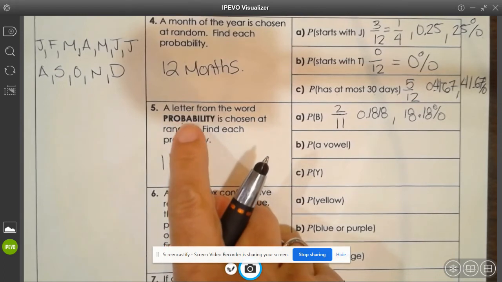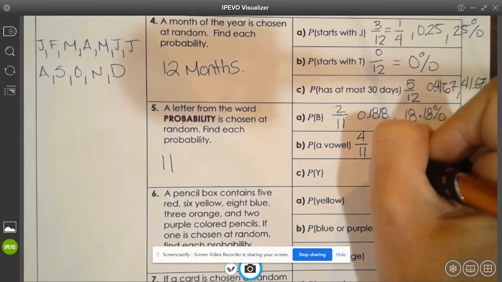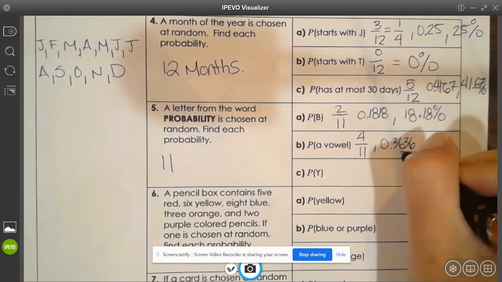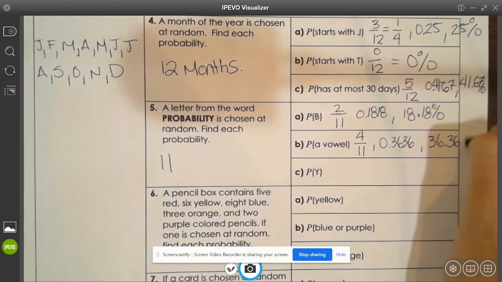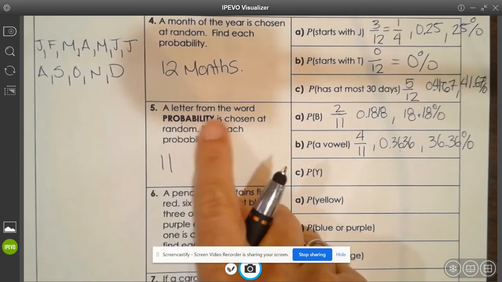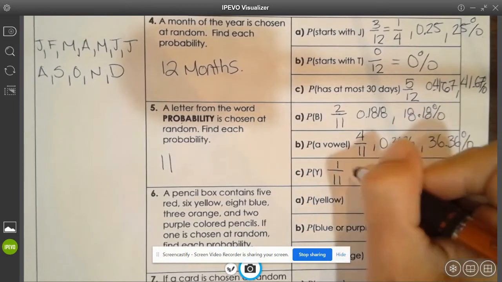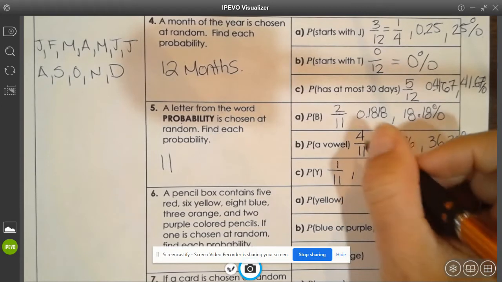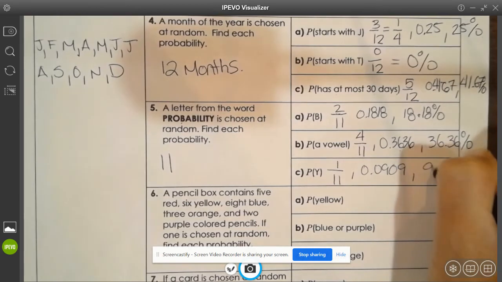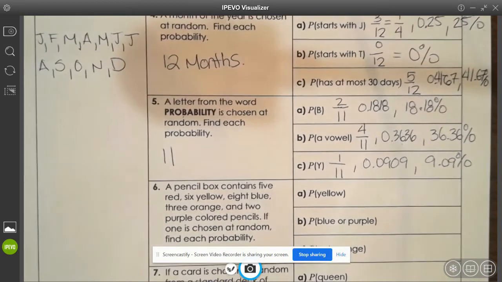What's the probability that you get a vowel? So that's 1 vowel, 2 vowels, 3, 4. So that's 4 over 11. You divide that, you get 0.3636. Multiply by 100, you get 36.36%. And what's the probability that you get a Y in this word? Well, it's 1, right? 1 Y. 1 over 11. And then you divide that, you get 0.0909. You multiply that by 100, you get 9.09%. That's another pretty popular one that we're going to see.